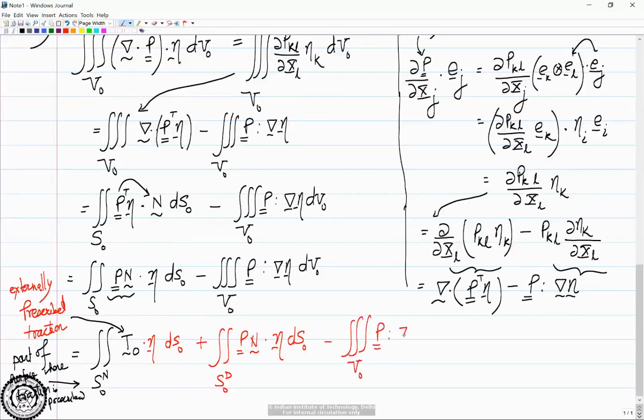Anyone? So on the Neumann surface, Pn is T naught from the traction boundary condition. But what about the Dirichlet surface? So it will be 0. What will be 0?